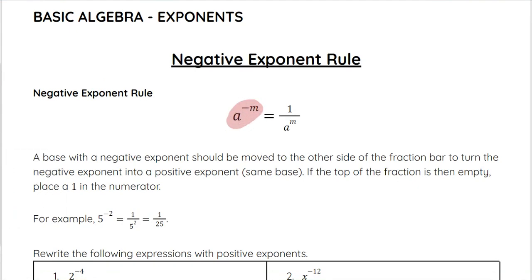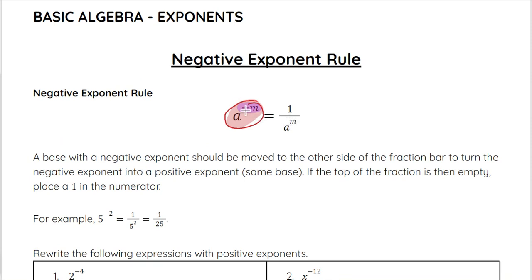When we have a negative exponent, we never want to leave our answer with a negative exponent. So we will always change a negative exponent to a positive exponent. So a to the negative m is the same as 1 over a to the m. So we take this base of a and this negative exponent of negative m, and we move that piece down to the bottom of the fraction when it was originally on top. And when we move it to the bottom, that becomes a positive exponent.